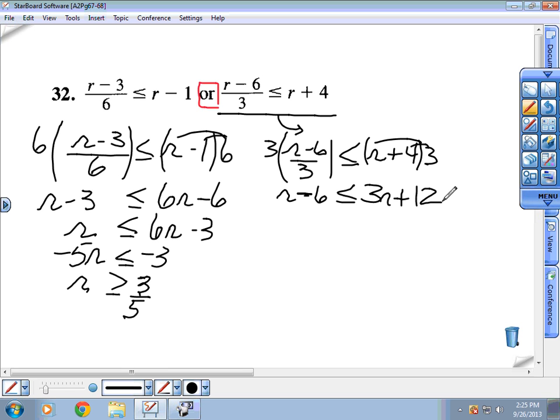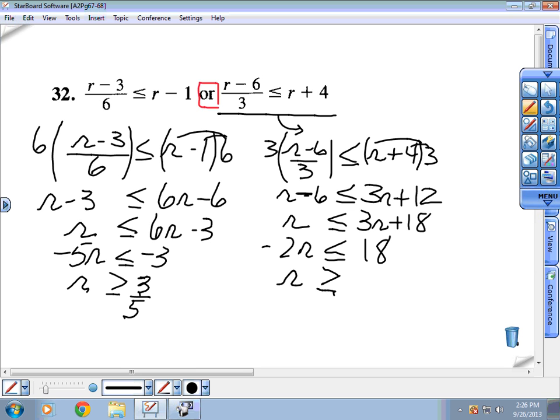Now, moving things around so I get all the r's, let's add 6 to both sides. 3r plus 18, r over here. Subtract 3r. And divide by a negative 2, which means I'm going to flip that sign around.